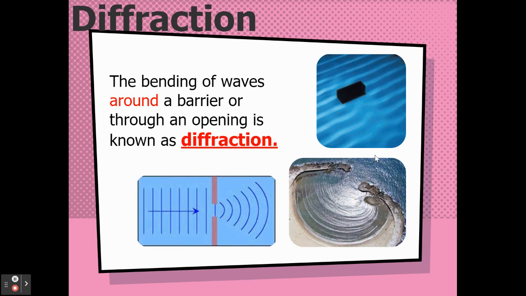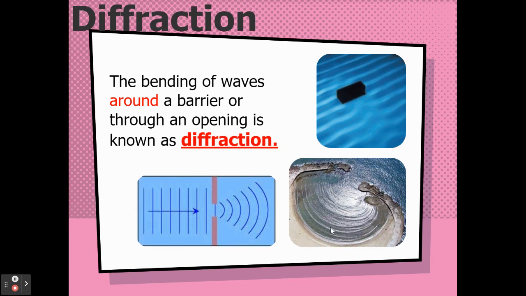Now you've got diffraction. So diffraction is the bending of waves around a barrier or through an opening. And again, this is known as diffraction. So you've got some waves traveling here, and you've got these barriers here blocking it from fully passing through, so it bends. Here's another example of these waves, water waves, approaching this cove.